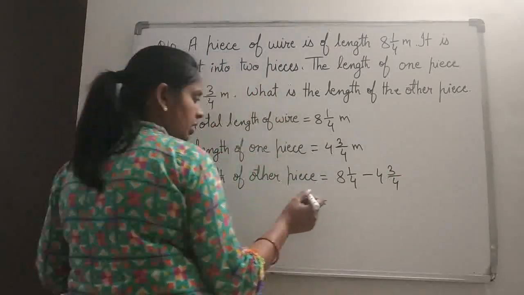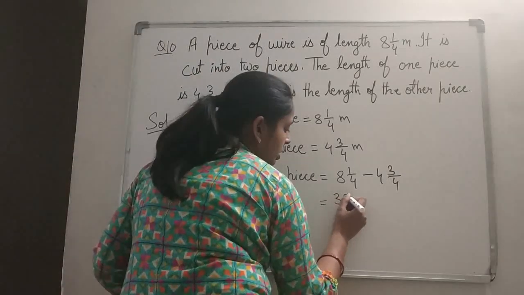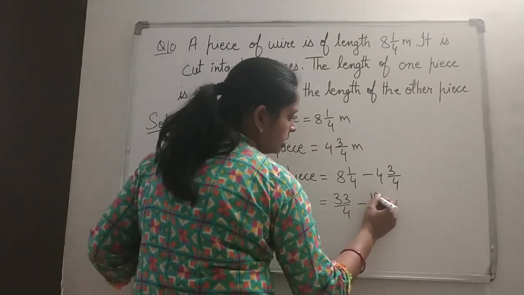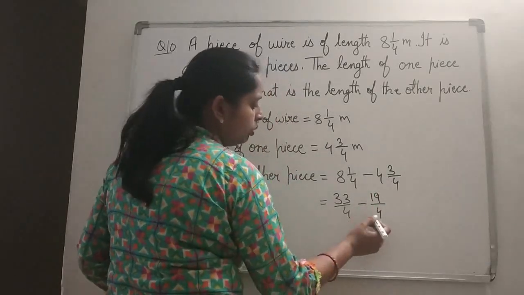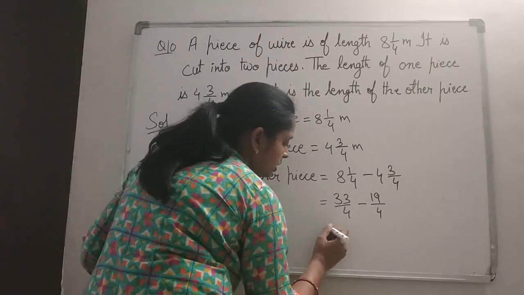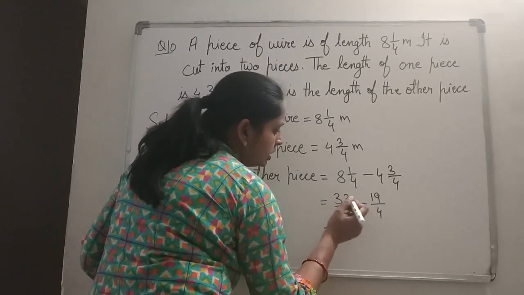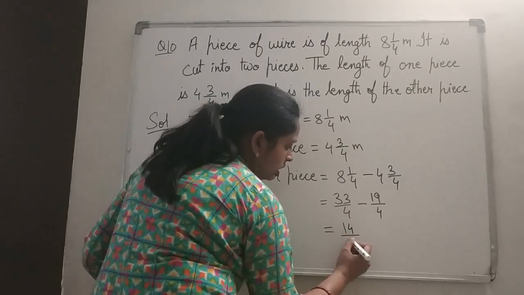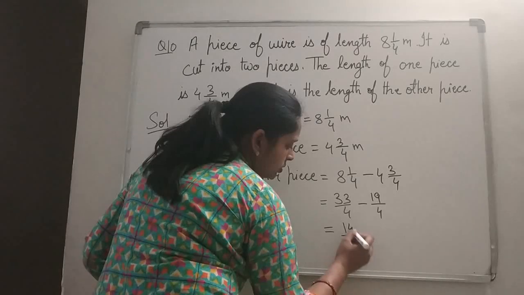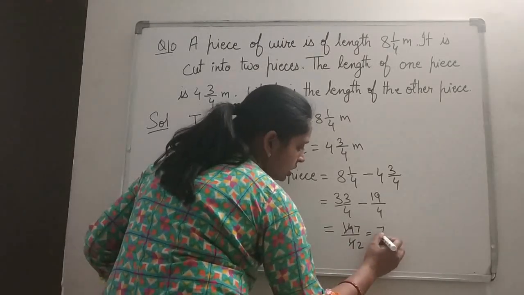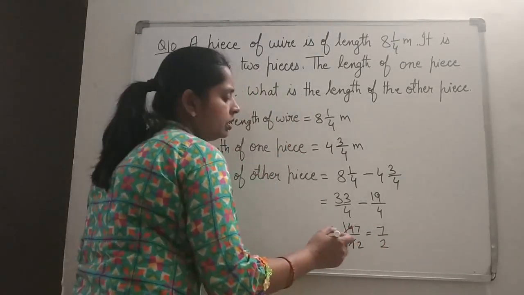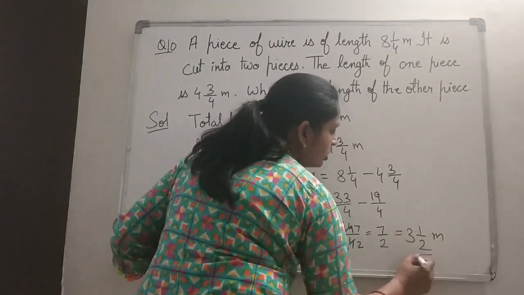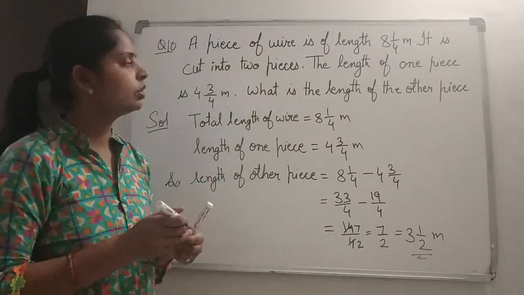That means 8 4s are 32 plus 1, 33 upon 4, minus 4 4s are 16 plus 3, how much? 19 upon 4. Both are having the same denominator, so the numerators we will directly subtract. 33 minus 19 will give you how much? 14 upon 4. In the lowest terms, 2 2s are 4 and 7, means we got 7 upon 2, which is improper. This will be equal to 3 1/2 meter. So this much wire will be the length of the other piece.